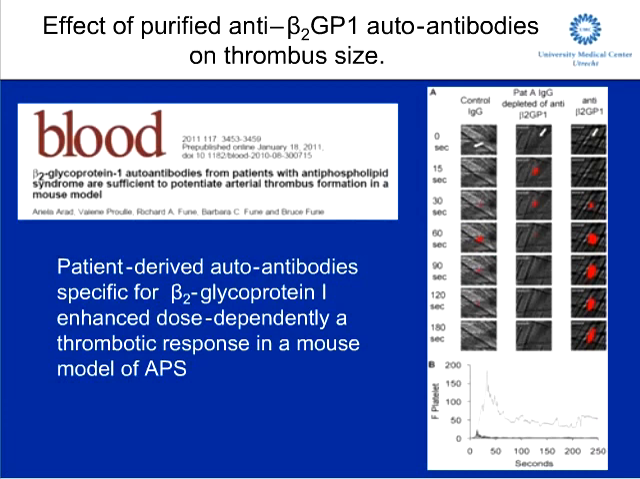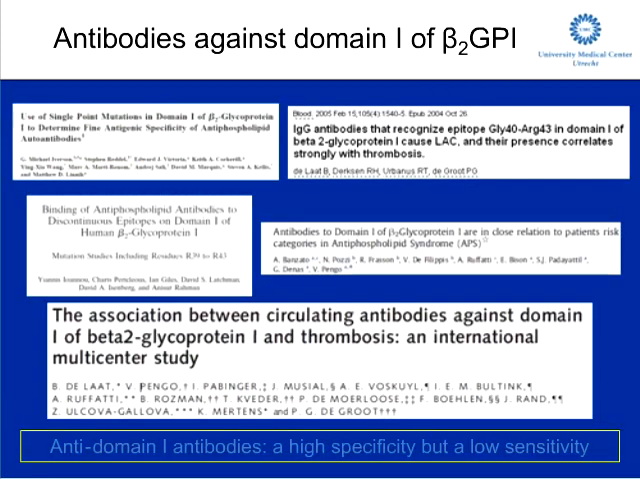But how do we explain the weak correlation between the antibodies against beta-2-glycoprotein 1 in an ELISA and thrombotic complications? That can be explained by the fact that the antibodies against beta-2-glycoprotein 1 are a heterogeneous population of antibodies. And there are now many publications from different groups showing that antibodies against the first domain of beta-2-glycoprotein 1 correlate much better with thrombotic complications than antibodies against other domains.